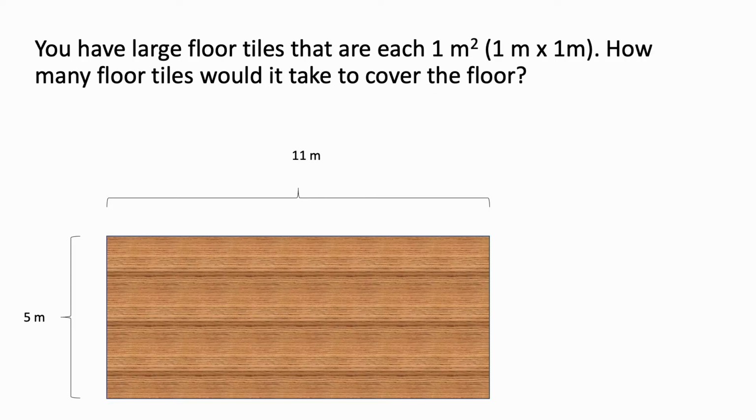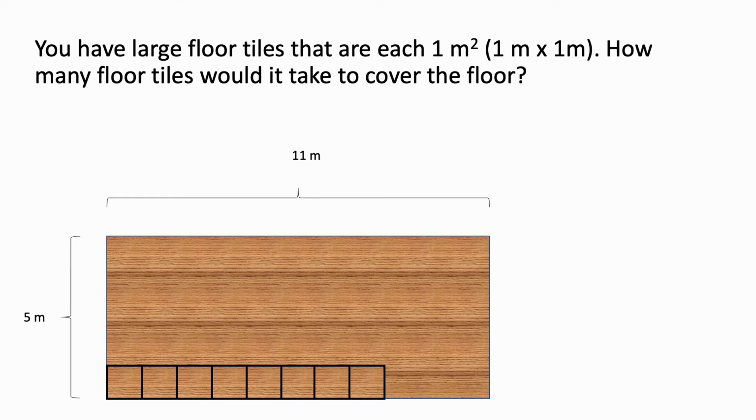You're going to do this flooring with enormous floor tiles that are each 1 meter by 1 meter, so 1 square meter. So when you go down to Lowe's or whatever, how many floor tiles do you have to buy in order to cover the entire floor? So you can think about taking these 1 meter by 1 meter tiles, and how many are you going to have to put down in order to cover the whole long side of the floor? And the answer is 11, right? Because each of them is 1 meter wide and the floor is 11 meters wide.